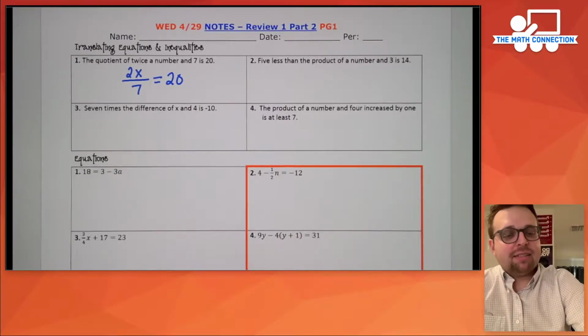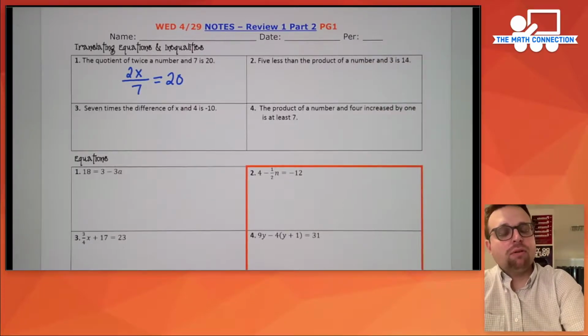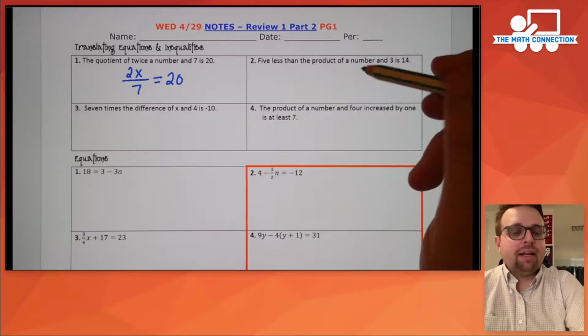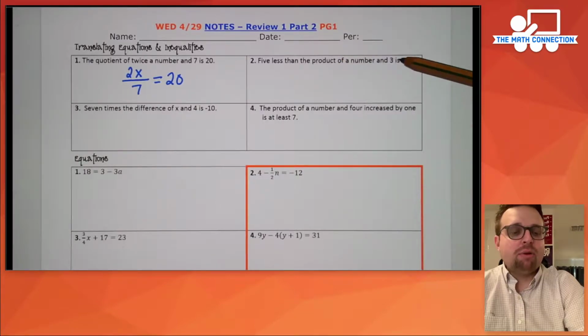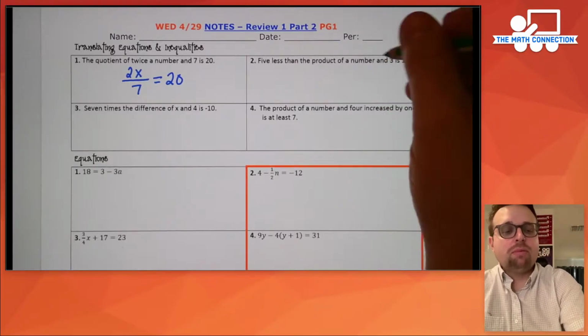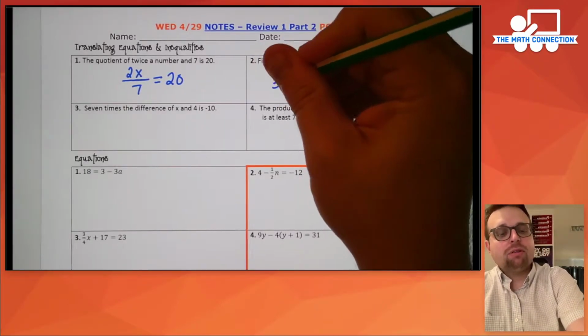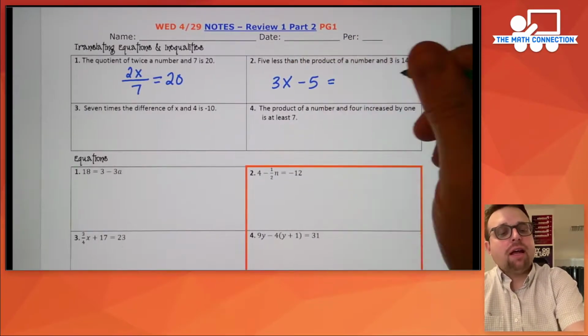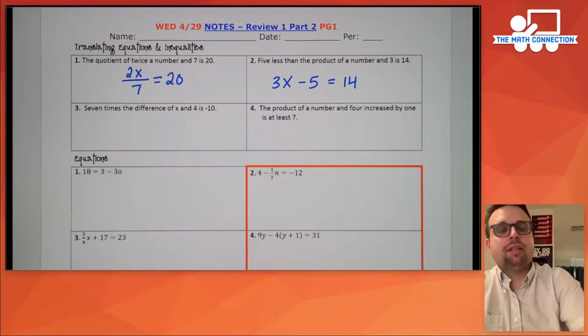Okay, 5 less than the product of a number and 3 is 14. So we have another equals. And 5 less means I'm going to have some quantity and I'm going to subtract 5 from that. And that quantity is going to be the product of a number and 3. So product means we're multiplying. We're multiplying 3 and a number. So 3 times a number. We're taking 5 away from that. And that's going to be equal to 14. Okay.